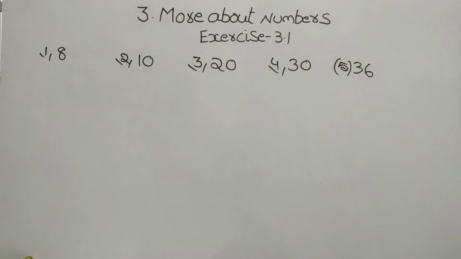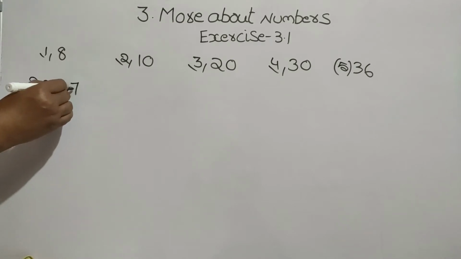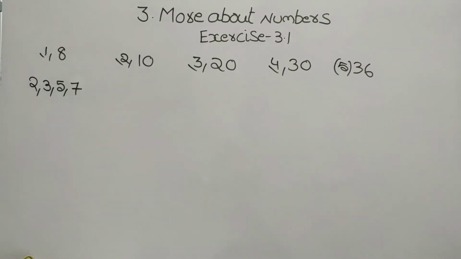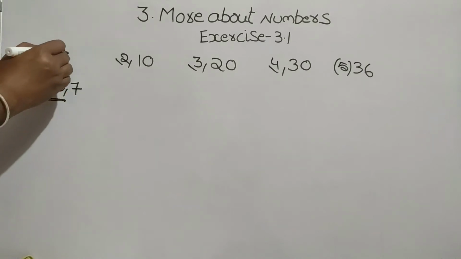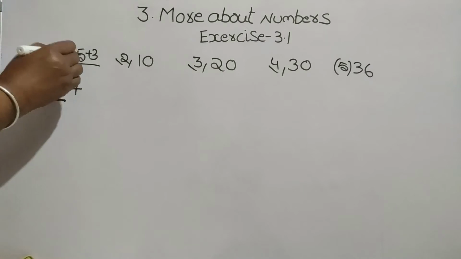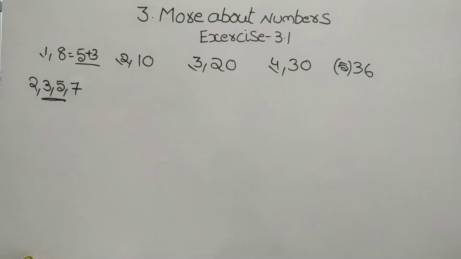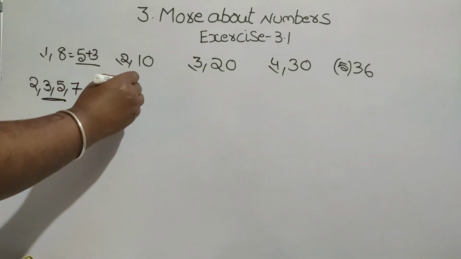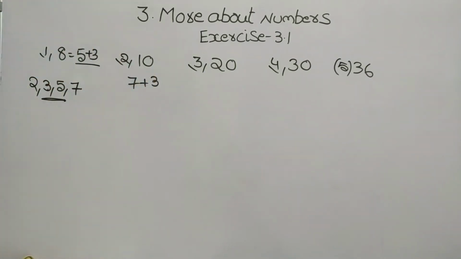So, what are all the prime numbers we have? 2 is a prime number, 3 is a prime number, 5 is a prime number, 7 is a prime number. So, 5 plus 3 is 8. Sum of two prime numbers, this is the correct answer. For 10, 7 plus 3. 7 plus 3 is 10.